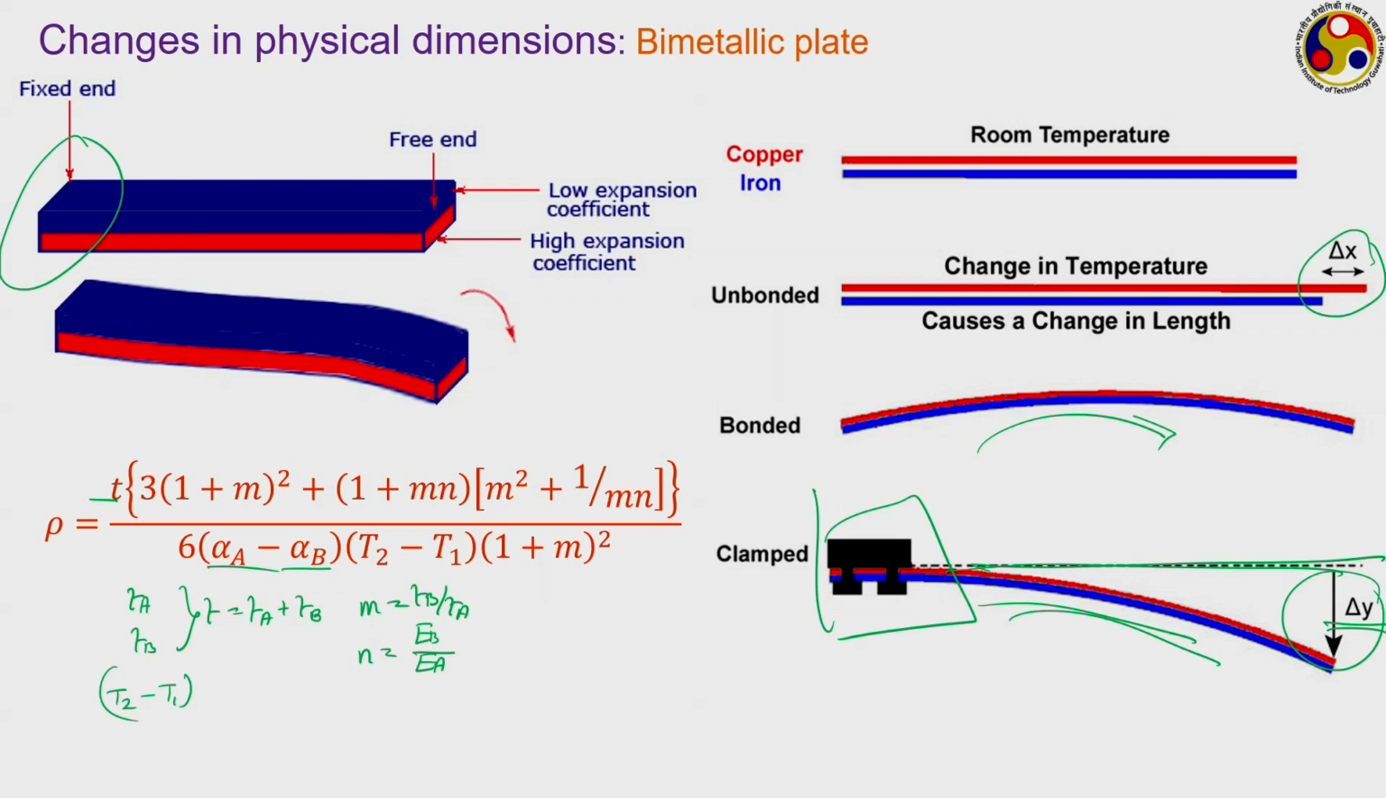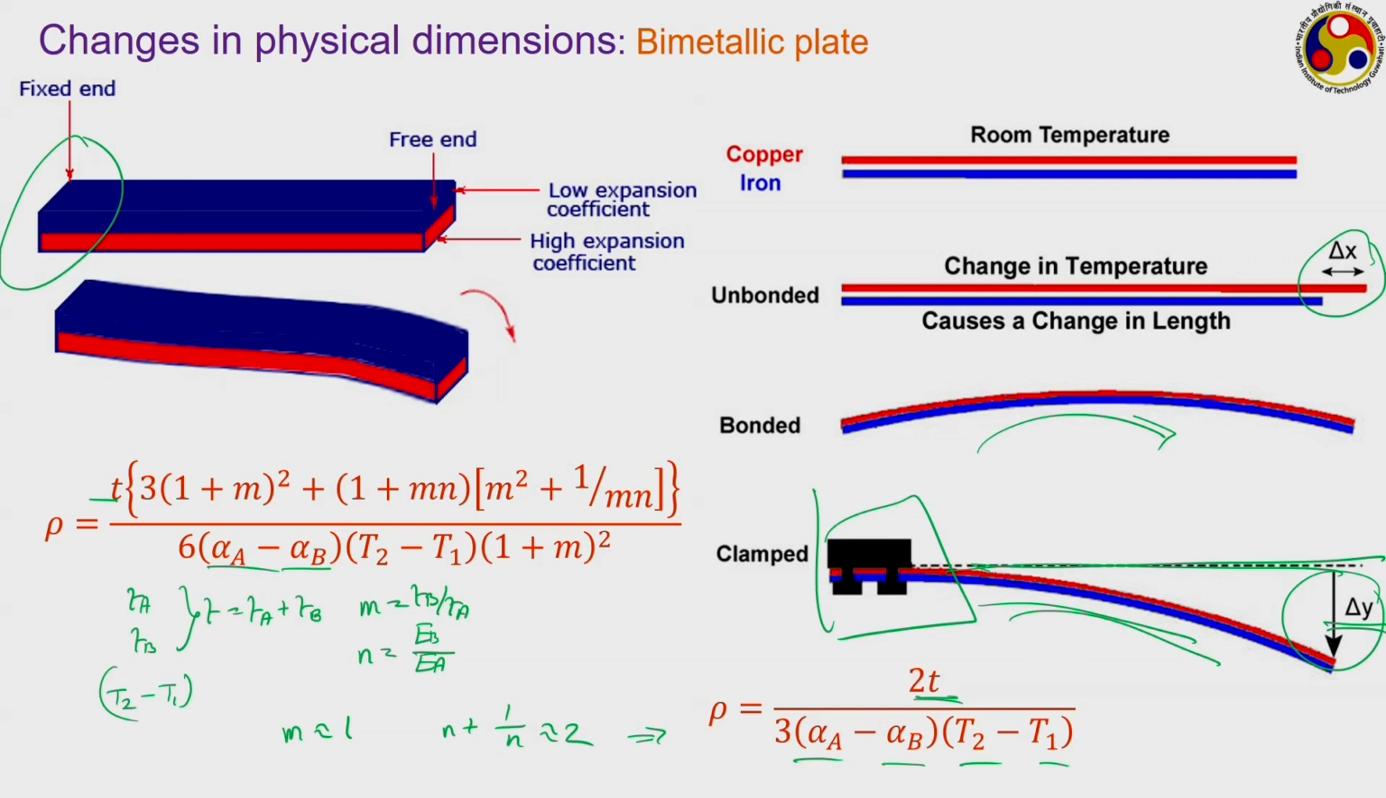Now, there are several situations when the thicknesses Ta and Tb are generally taken to be the same. In that case m becomes equal to 1, and it is also a common design feature to have n plus 1 by n equal to 2. When that happens, the relation for rho takes a much simpler form: rho equal to 2T upon 3 into (alpha A minus alpha B) into (T2 minus T1). This T generally is known because that is a design parameter, and alpha A and alpha B are material properties, so they are also known beforehand. So, we can measure the change in temperature, T2 minus T1. That is how bimetallic plates work.